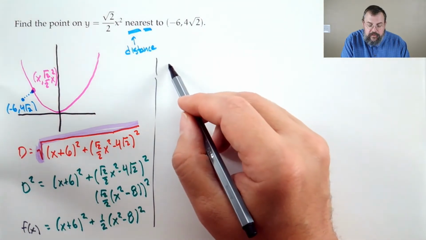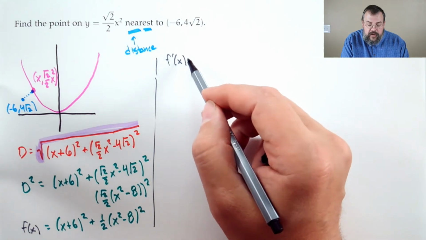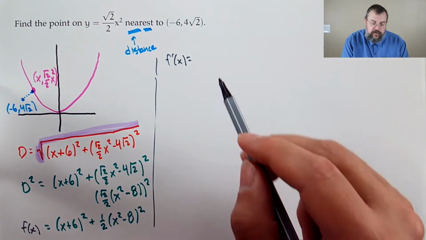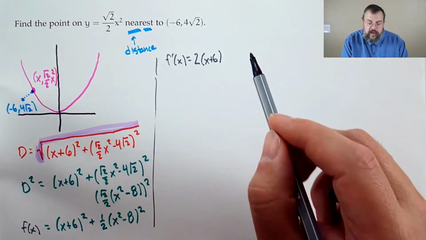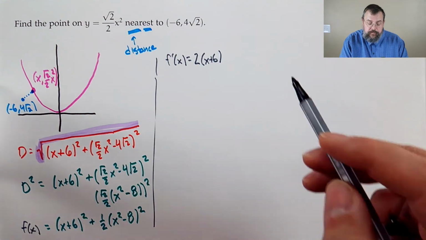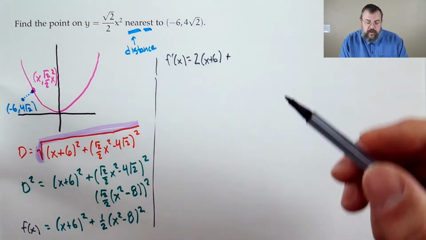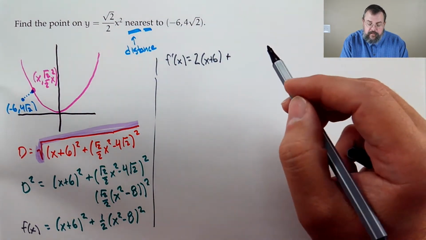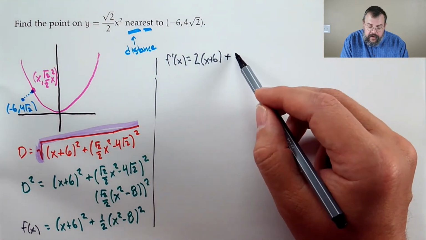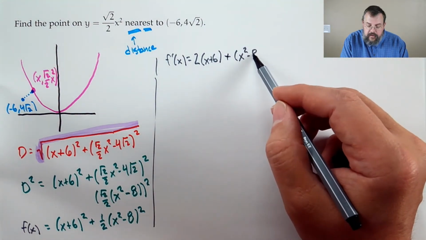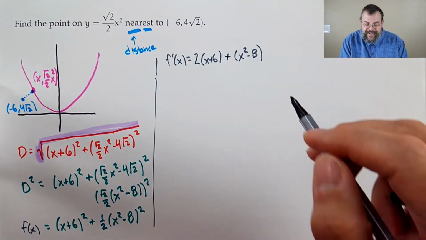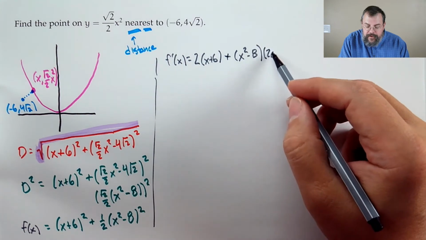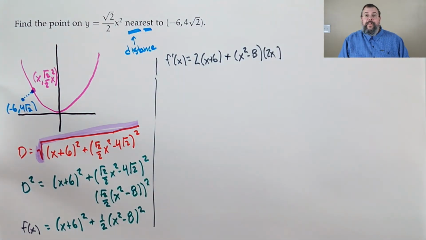So what is f prime of x? Well, take a derivative: 2 comes down, x plus 6 to the 1, times the derivative of the inside, which is 1. Then plus, here 2 comes down, 2 times a half is 1, and then you have x squared minus 8. And then, don't forget the chain rule, times 2x. That's what we'd have if we took our derivative.